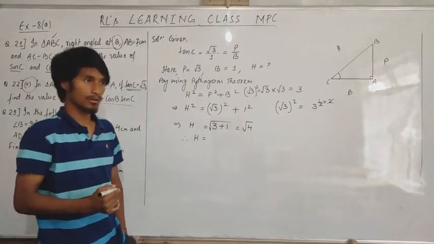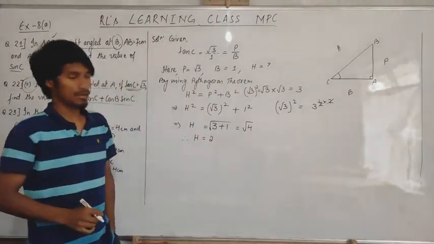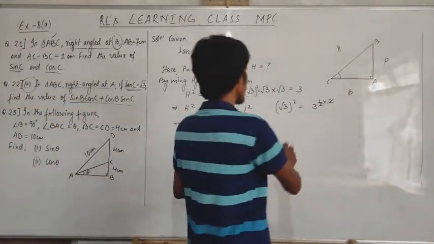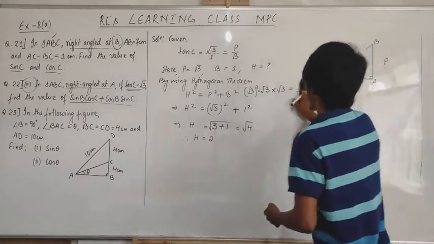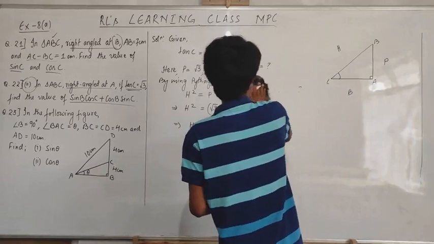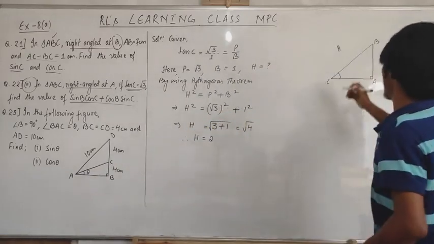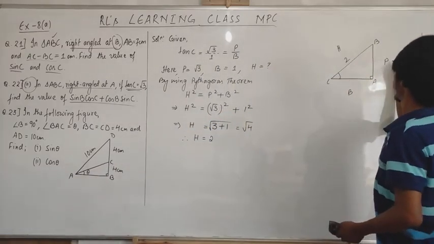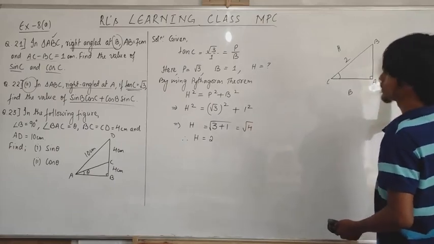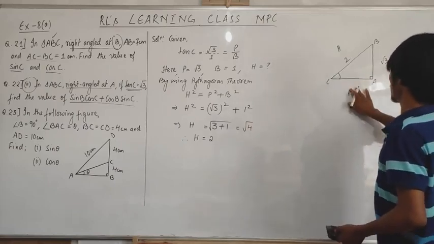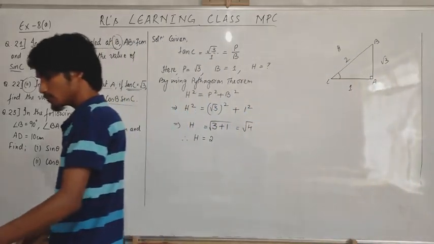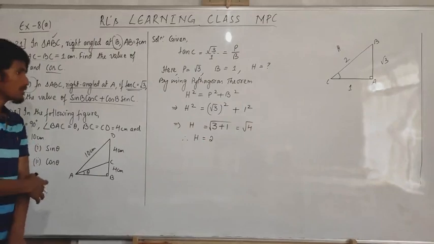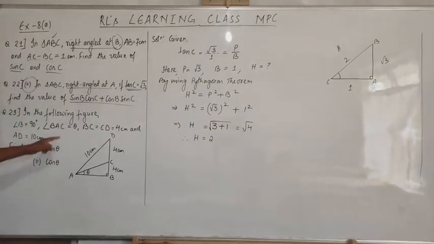And square root of 4 will be 2. Now we got the value of h. Okay, now here we got 2, and here we got how much? Root 3, and here we got 1. Okay, then what we need to find is sin B cos C plus cos B sin C.